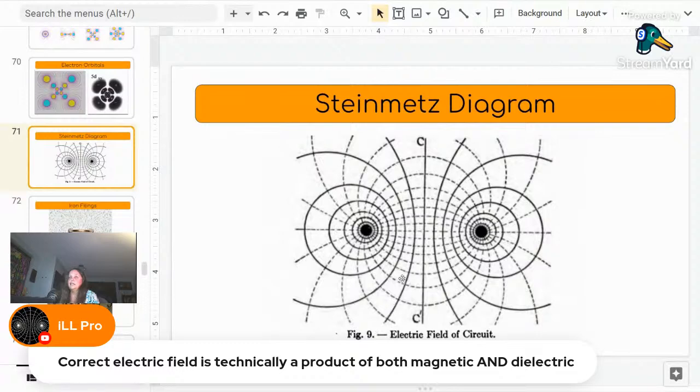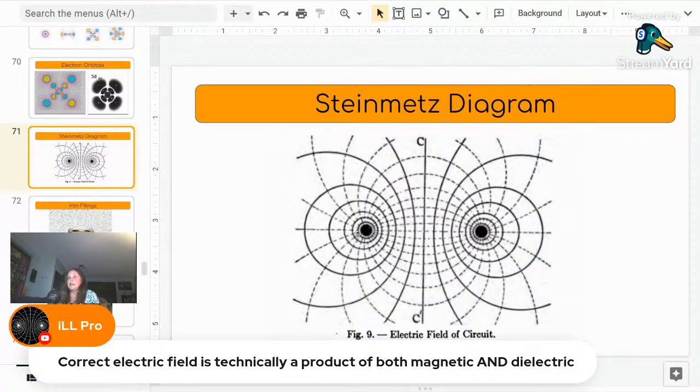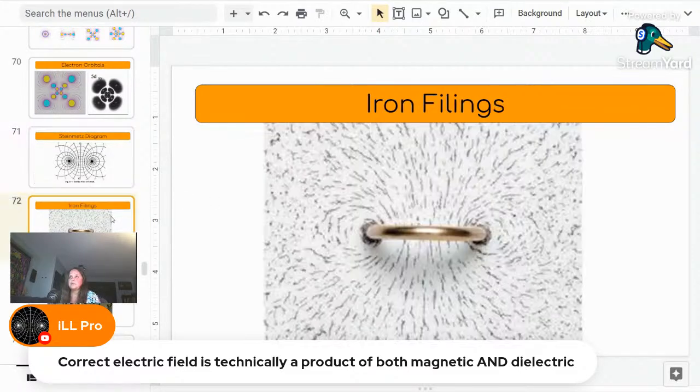And again, when you use iron filings, you don't see the dielectric field. Okay, but it is there. And it has to be there. I believe it has to be there to support the magnetic field. Okay, I think it is there. It's just you can't throw iron filings on a piece of paper and see that field.